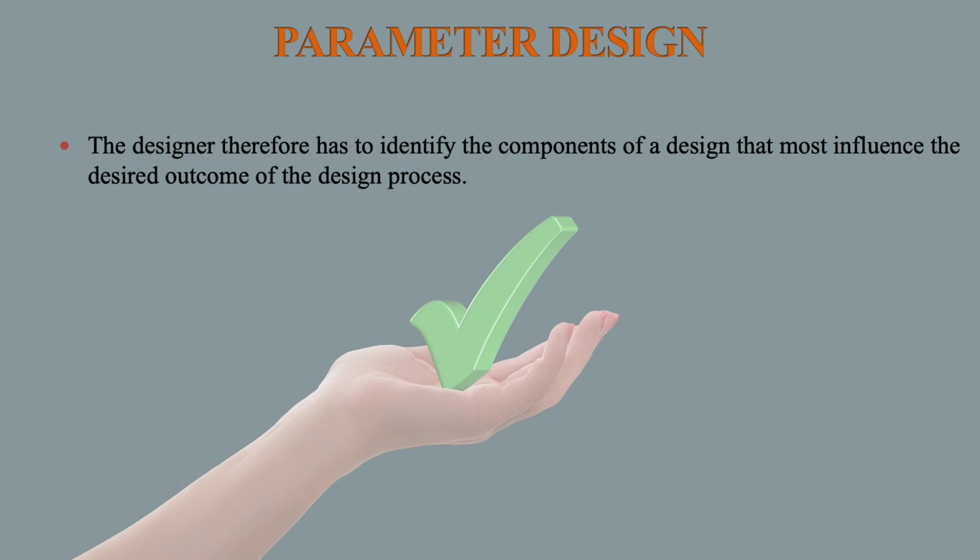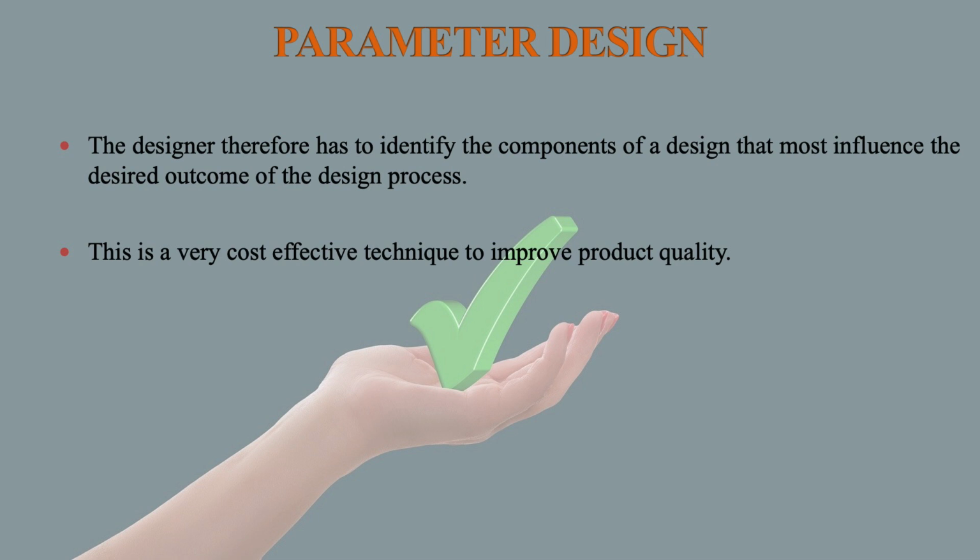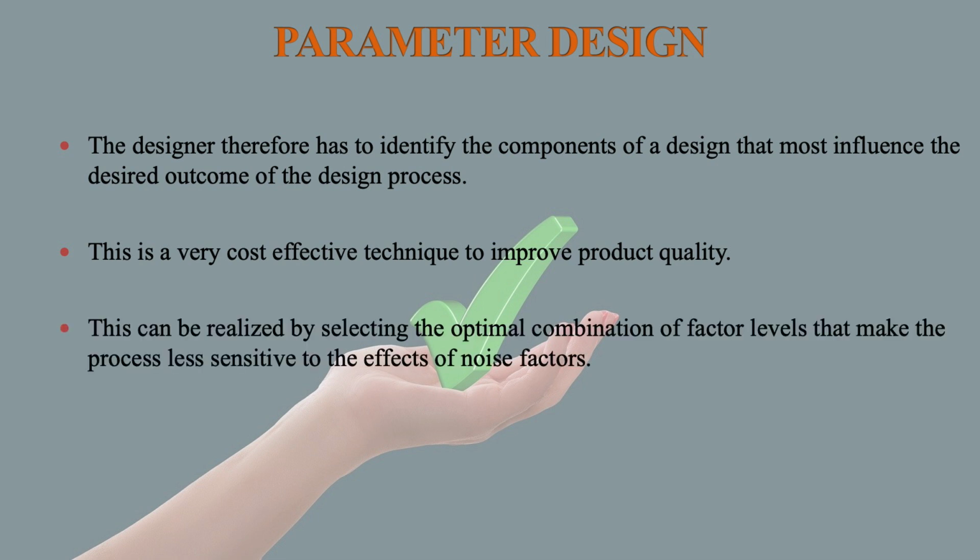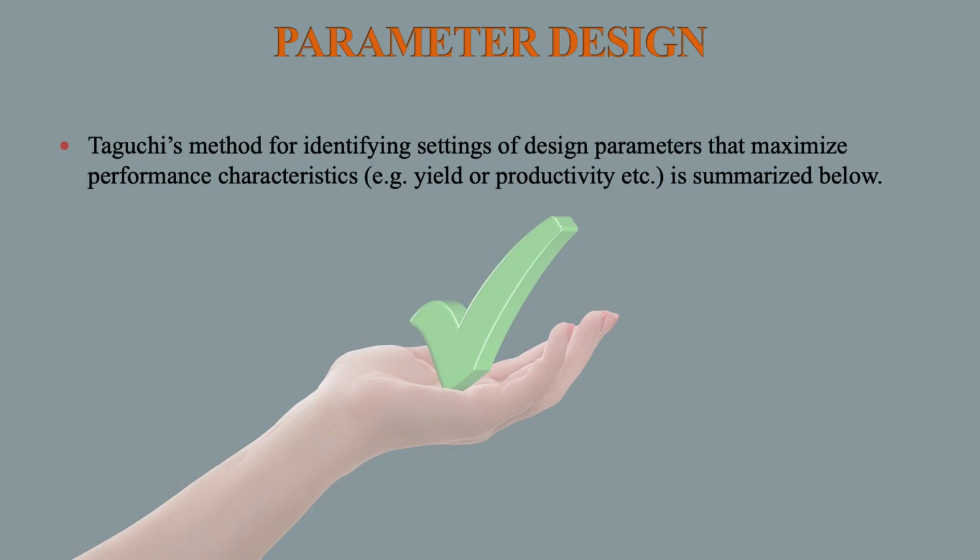The designer therefore has to identify components of design that most influence the desired outcome of the design process. This is a very cost-effective technique to improve product quality. This can be realized by selecting the optimal combination of factor levels that makes the process less sensitive to the effects of noise factors. Taguchi's method for identifying settings of design parameters that maximize performance characteristics, that is yield or productivity, is summarized below.